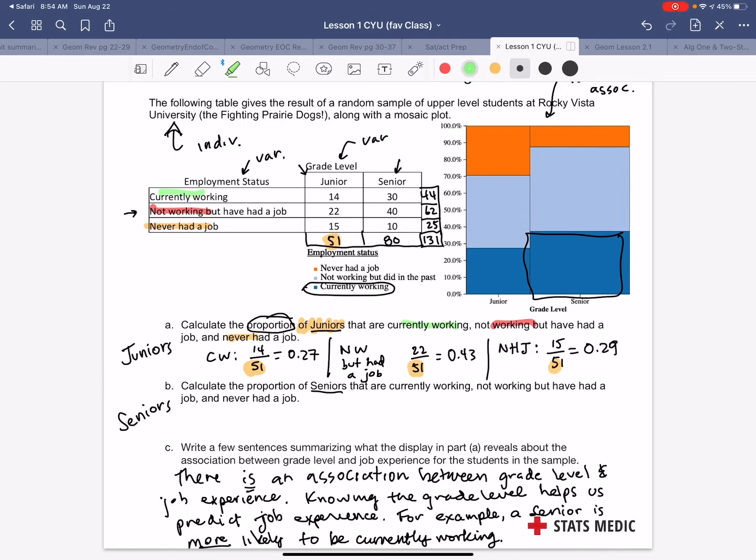In the same way, we're going to do the same thing for the seniors. So we want to make sure that the denominator here is the seniors. So currently working, we have 30 out of 80. And we can show the proportion as a fraction or a decimal. Not working, but had a job, 40 out of 80. And never had a job.